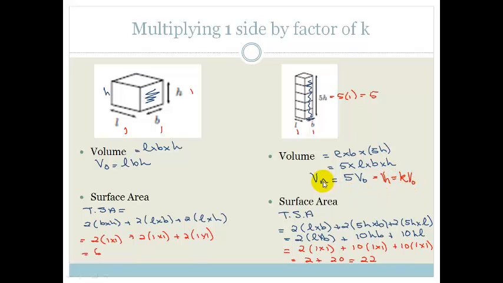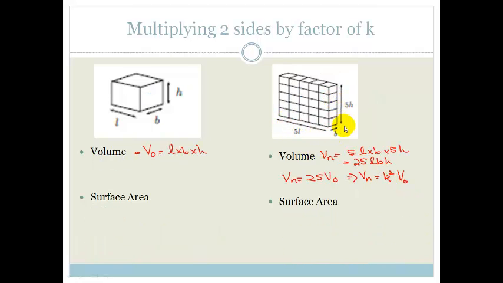Okay, so the volumes were pretty obvious. If you times one side by k, you get it k times bigger. If you times two sides by k, you get k squared bigger. Let's look at our surface area.